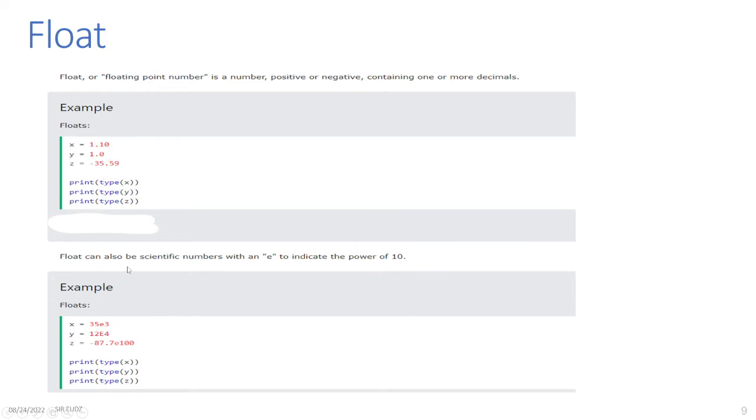A float can also be in scientific numbers. The e here indicates that it is multiplied by 10 raised to 3. So 35E3 is 35 times 10 raised to 3, that's times 1000, so that's 35,000. We have 12E4, which is equivalent to 12 times 10 raised to 4. We also have negative 87.7E100. If we print these, they will all indicate that this is a float data type.